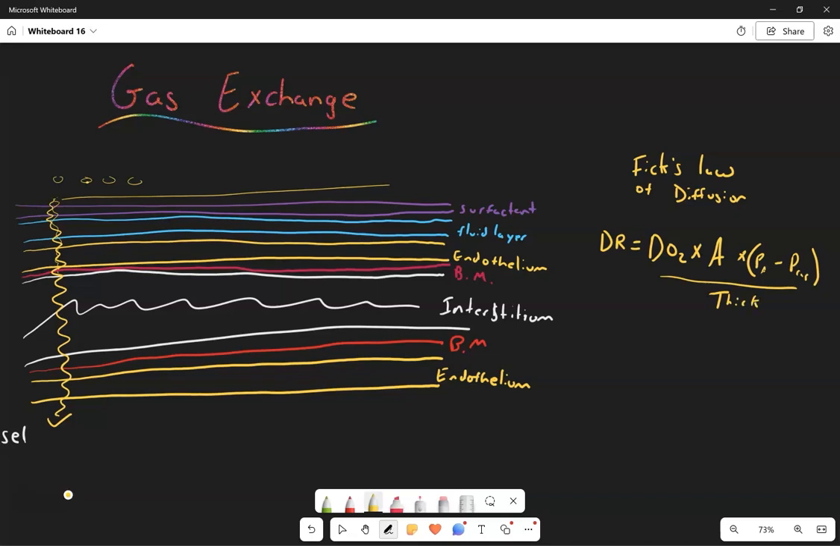So if the thickness of this distance that it had to diffuse were to increase, that would decrease our diffusion rate. So those are the things that we have to think about when we're talking about gas exchange across the different surfaces.